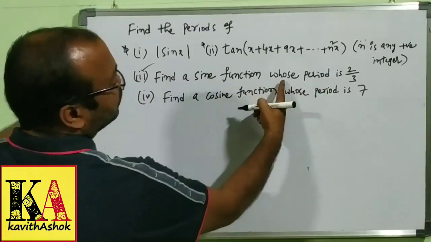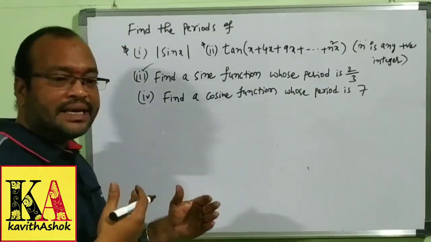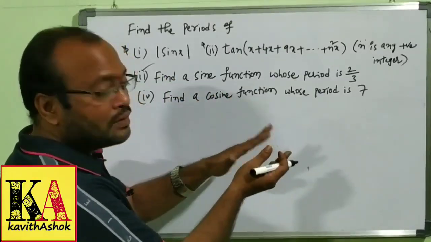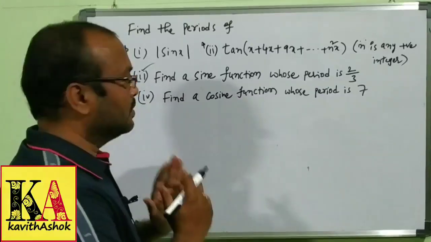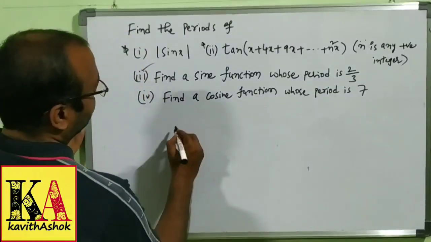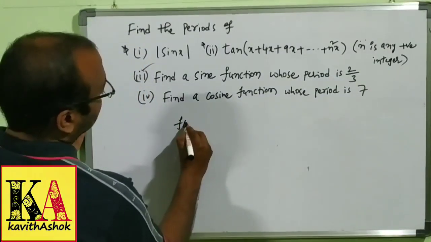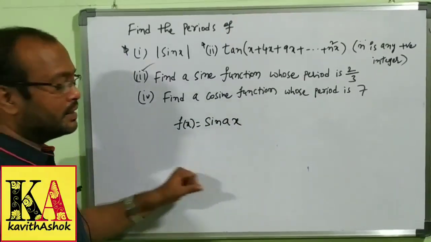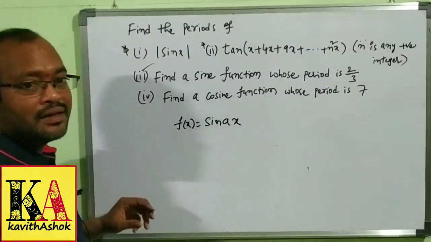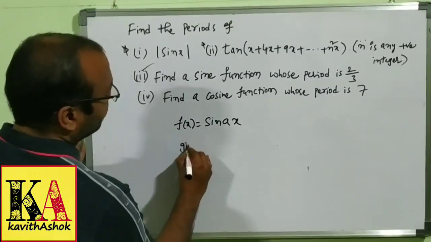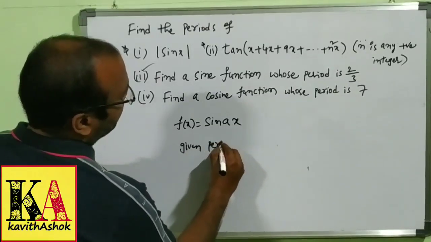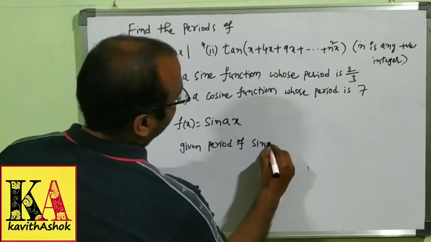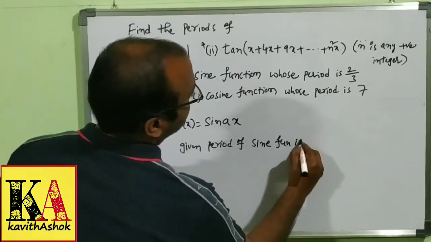Find a sine function whose period is 2 by 3. In the previous case, when the function is given, we calculated the period. Here the period is given, we have to find out the sine function. Right. Suppose our required function f of x is sine ax. We have to calculate this a. Given, period of the sine function is 2 by 3.